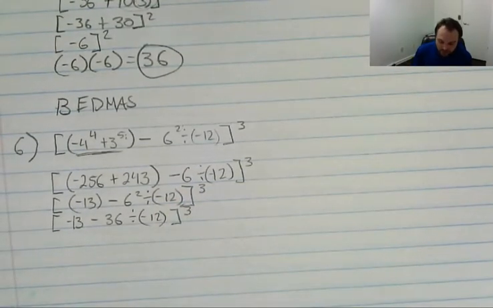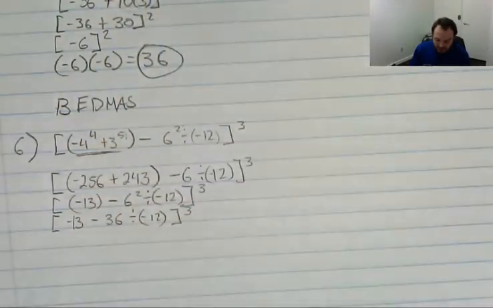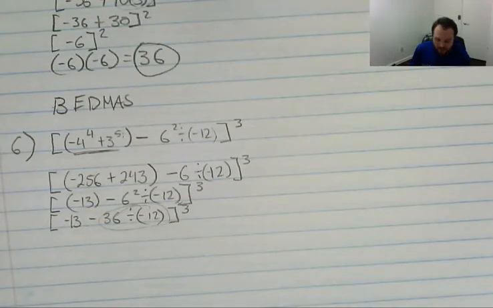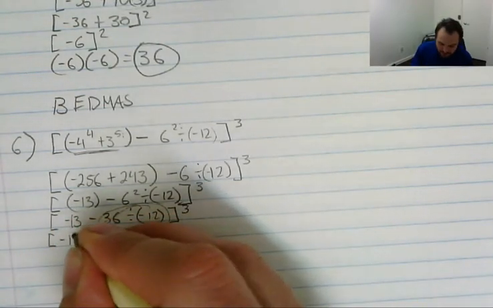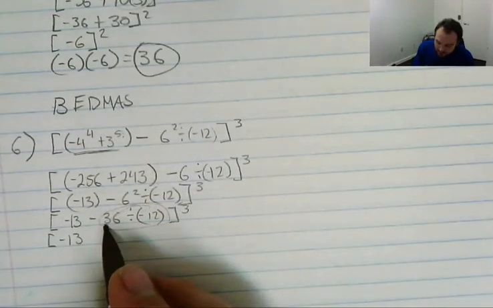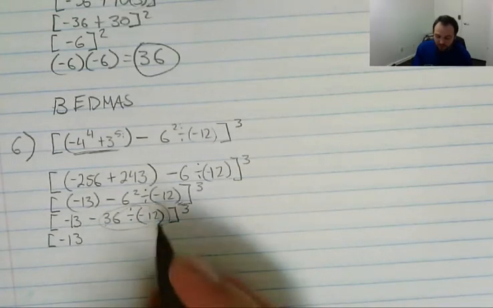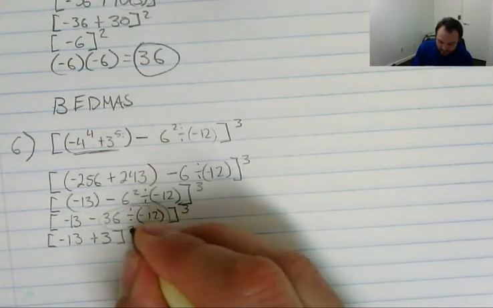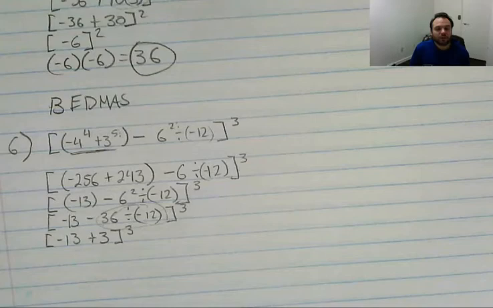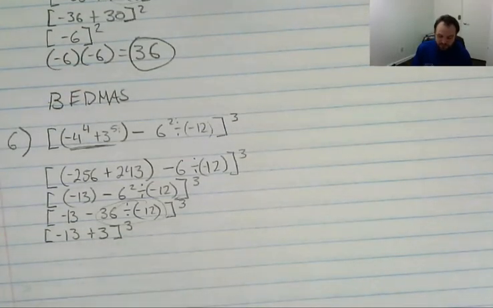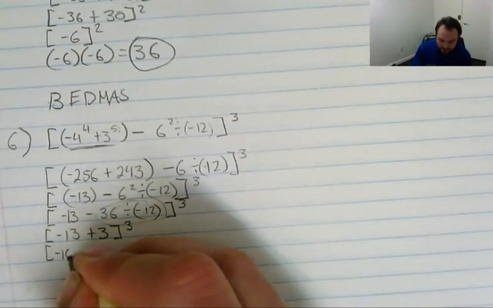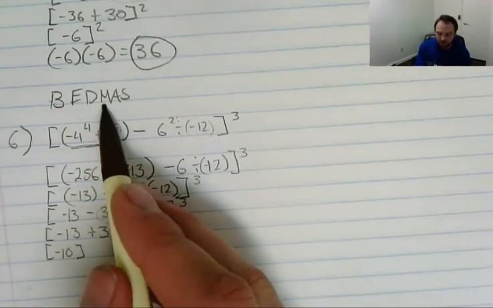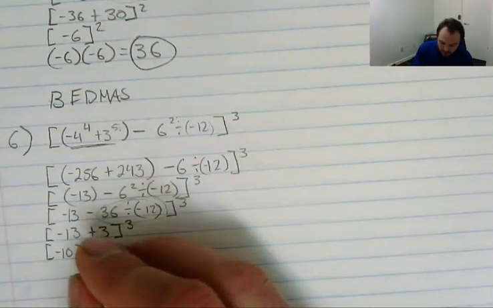So now, let's look here. Exponents done. Division. Is there a division? Ah, yes, we have a division right here. So we're going to do that next. So I'm going to get negative 13. And negative 36 divided by negative 12 is going to give me positive 3. Then we're going to cube that. Now we do our last one here. We have negative 13 plus 3 will give me negative 10, because our last thing to do is adding and subtracting. There was no multiplication, so we had to do an adding and subtracting, and then we're going to cube that.